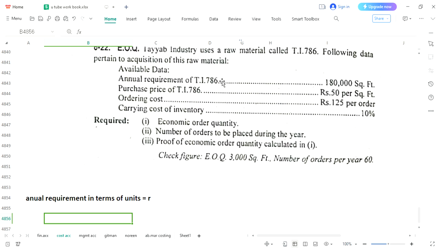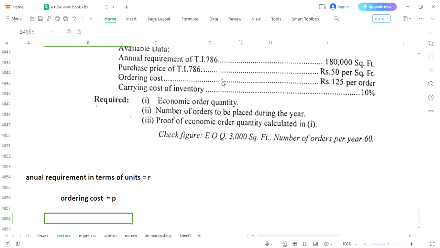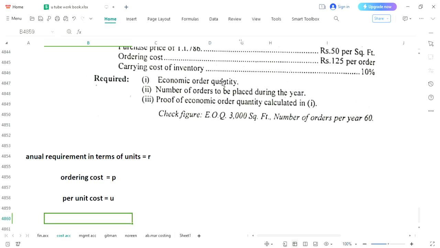Then you will be related with ordering cost. Let's place it with P. And then you will be related with per unit cost, and that can be placed as U. And finally you have carrying cost, and you can make it like CC.